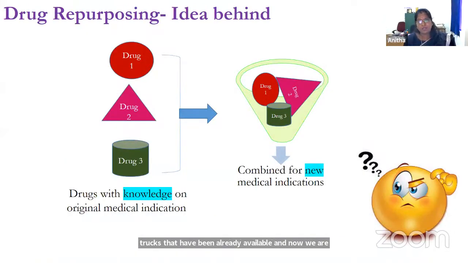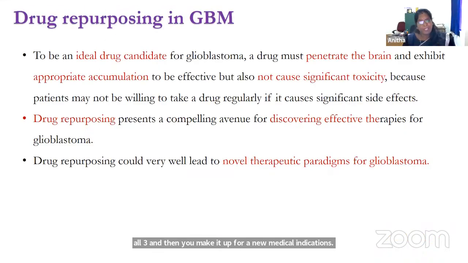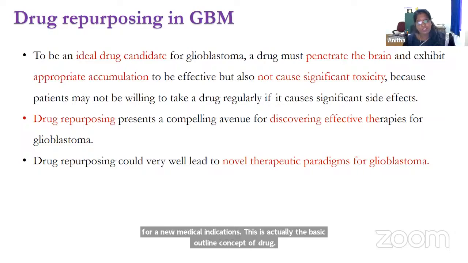So what is this drug repurposing, and what is the idea behind it? You take a known compound, a known drug like drug 1, drug 2, drug 3, you know their original indication, you make a combination of all three, and then you use it for a new medical indication. This is the basic outline concept of drug repurposing. So coming to my topic, that is drug repurposing in GBM.